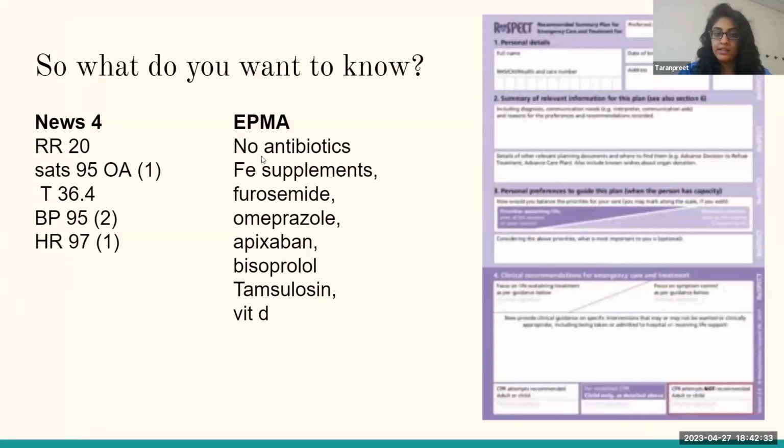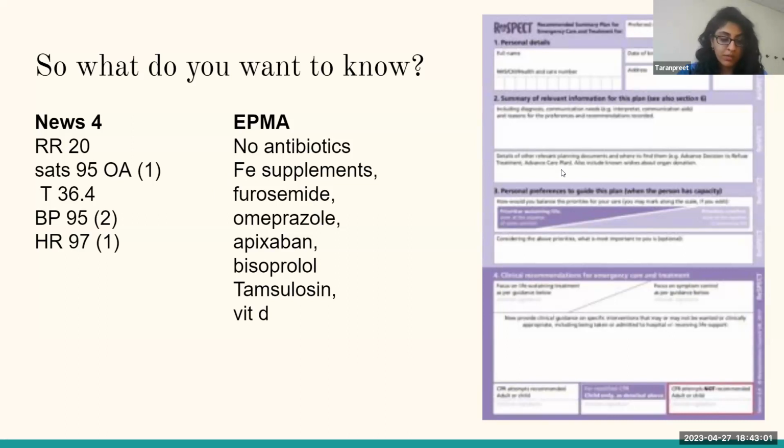The EPMA is the online prescribing tool that we use in my trust, and these are the medications that they're on. We've got a few more junior students with us. So Fe is iron supplements, furosemide is a diuretic, omeprazole is a PPI for the stomach lining, apixaban is a DOAC to prevent clots, bisoprolol will reduce your heart rate, tamsulosin is for urinary symptoms of BPH, and vitamin D is, as you know, for bone health.